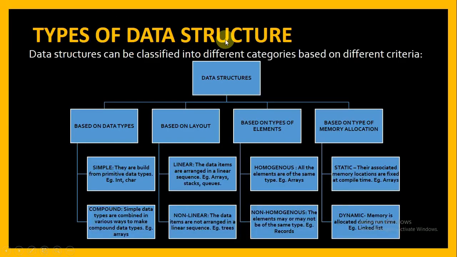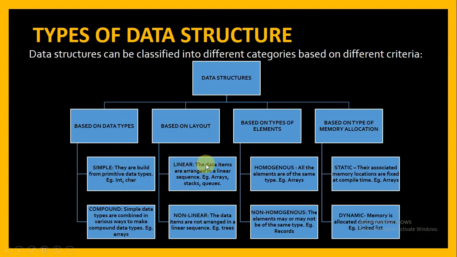Now, types of data structures. Data structures can be classified into different categories based on different criteria. So, let us look at the different categories and different criteria. Based on data types, data structures are divided into two types, simple and compound. Simple, they are built from primitive data types, for example, int, char, etc. And compound, they are built from simple data types and they are combined in various ways to make compound data types. Example, arrays.